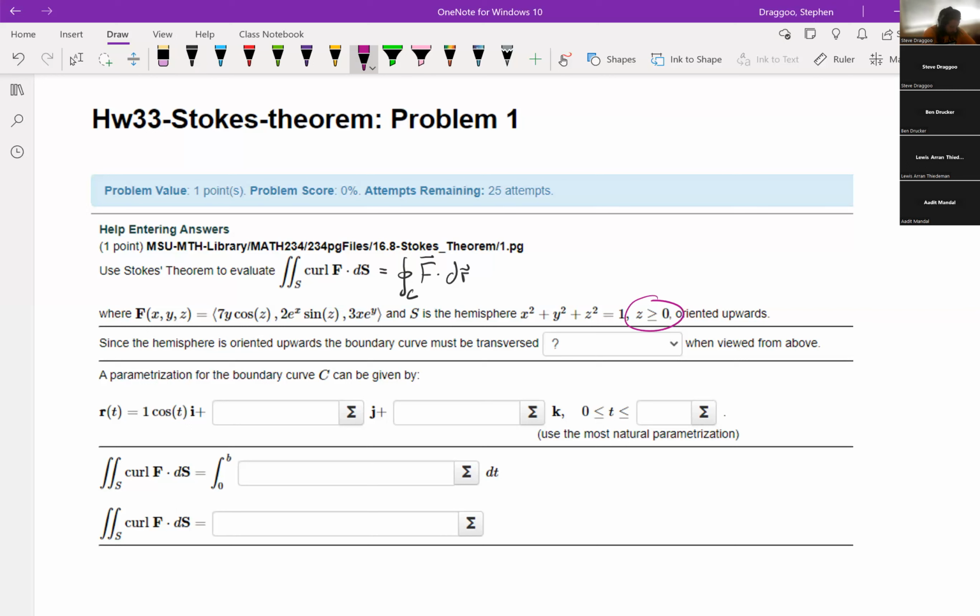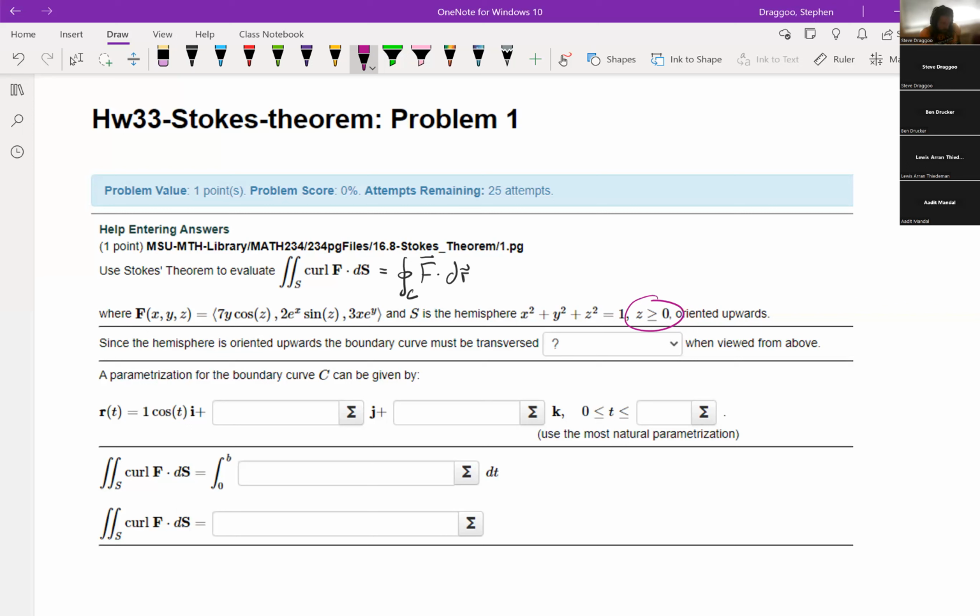And what do we say over here? Since our hemisphere is oriented upwards, the boundary curve must be traversed blank when viewed from above. So it's important when we set up these Green's theorem and Stokes' theorem problems, even the divergence theorem, we're going to be working with some vectors, and it'll all end up being important that these vectors have the correct orientation.